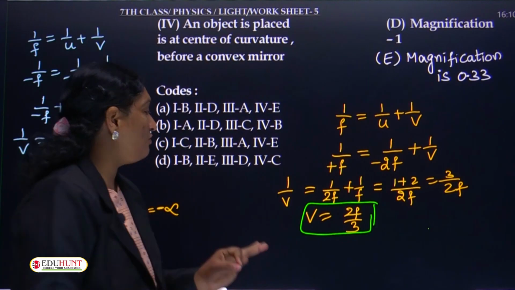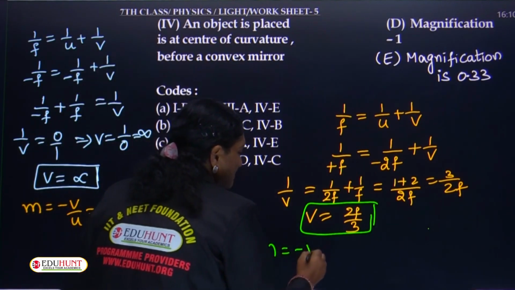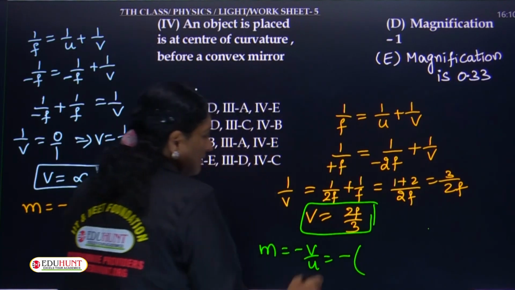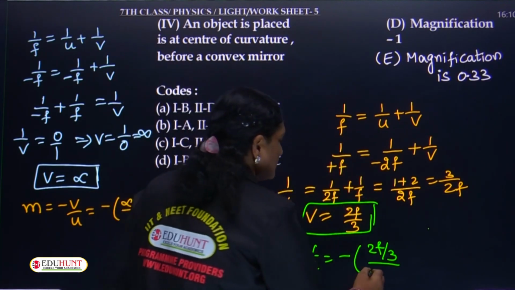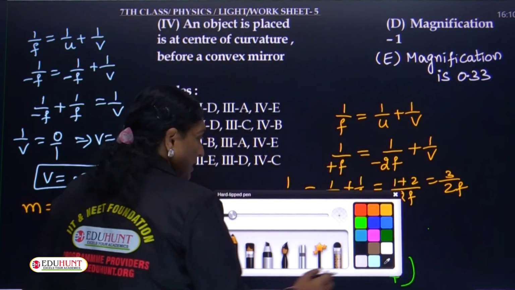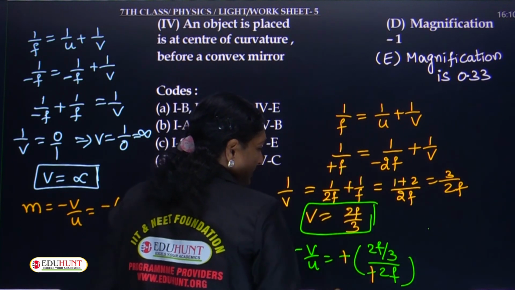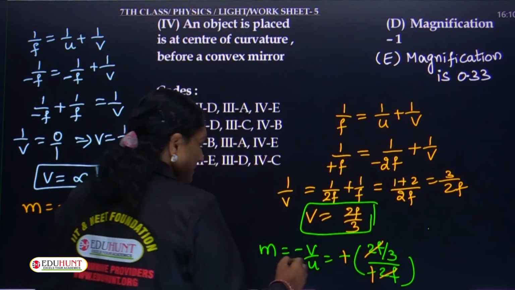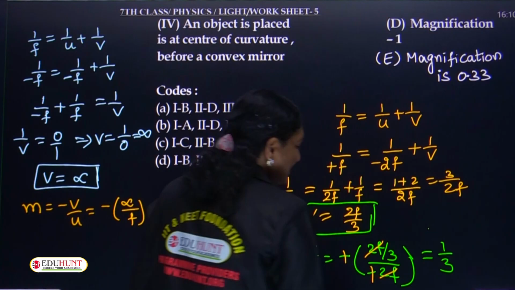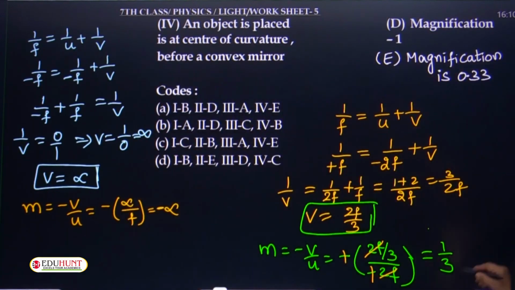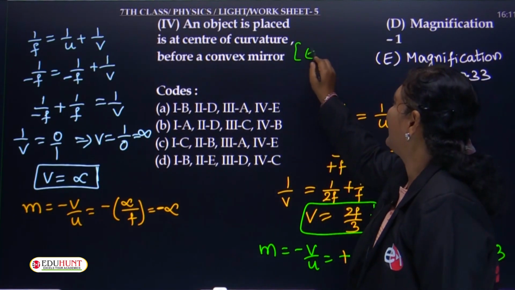But you need to find the value of magnification. Hence, the formula for magnification is minus v by u. The v we just calculated is 2f by 3, and the value of u is taken as minus 2f. No doubt these two minus signs will get cancelled, 2f gets cancelled, so you are left with 1 by 3, plus 1 by 3. If you simplify this, 0.33, something like this. So what is the value of magnification? 0.33. So the fourth option goes well with E.